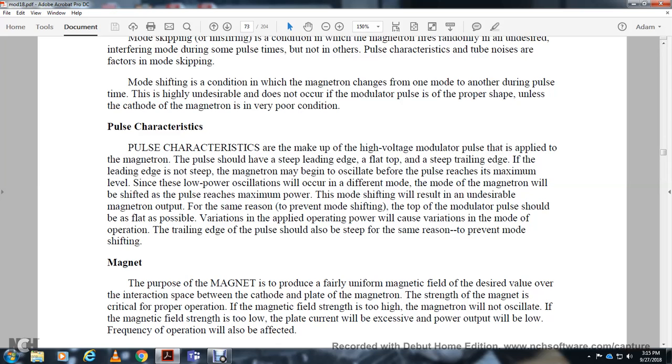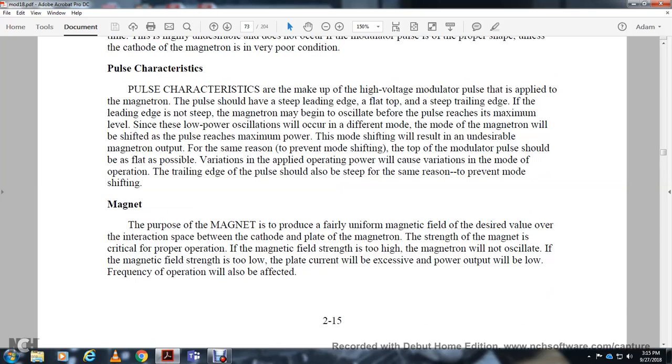The magnet. The magnet produces a fairly uniform magnetic field of the desired value in the interaction space between the cathode and plate of the magnetron. The strength of the magnet is critical for proper operation. If the magnetic field strength is too high, the magnetron will not oscillate. If the magnetic field strength is too low, the plate current will be excessive, power output will be low, and frequency of operation will be affected.